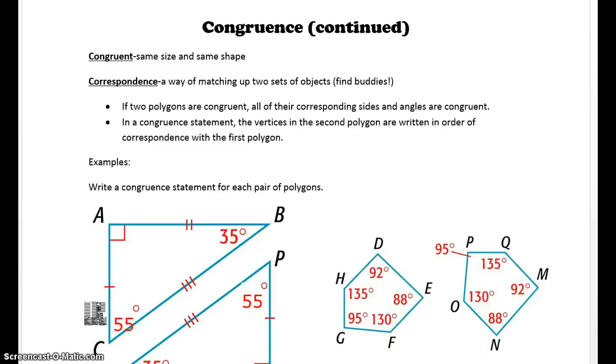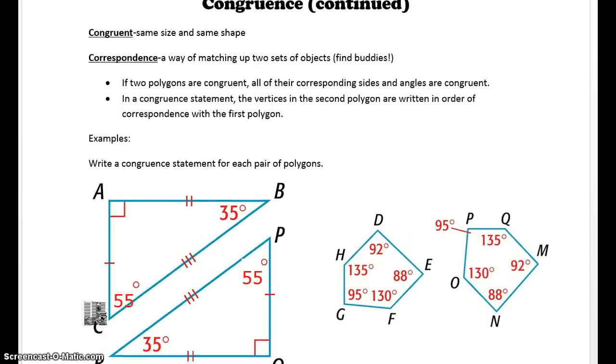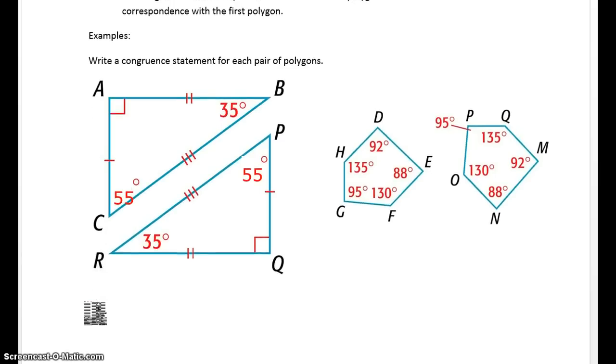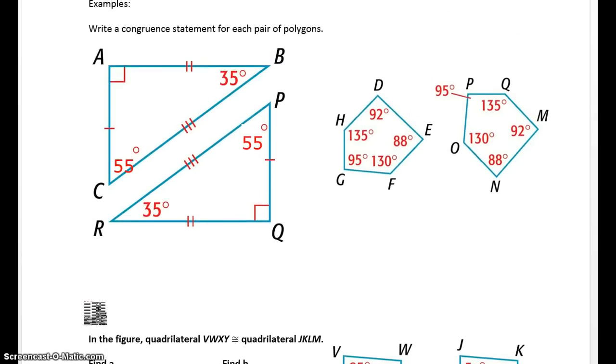And you know that if two polygons are congruent, like you see below, we're telling you that the triangles are congruent there, then their corresponding sides and their corresponding angles are congruent. And when we talk about congruent statements, we look at the first triangle and we write that in alphabetical order. So I'm going to go down below, and it says write a congruence statement for each pair of polygons. So we look at triangle ABC, and I'm going to start with that one in alphabetical order.